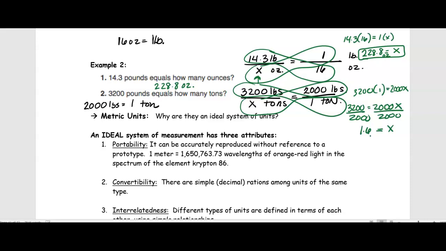And again, if I'm not sure on the units, because I want to write the units with my answer, I go up and I look for the X in my proportion, and I look next to it, and there's the unit. So it's tons. So the answer is 1.6 tons.